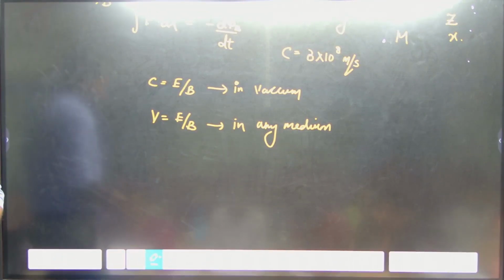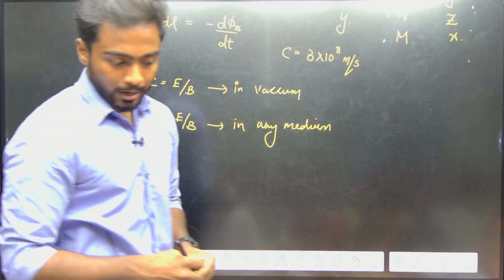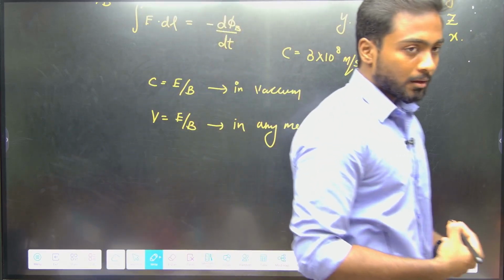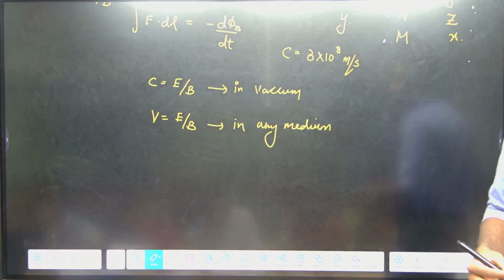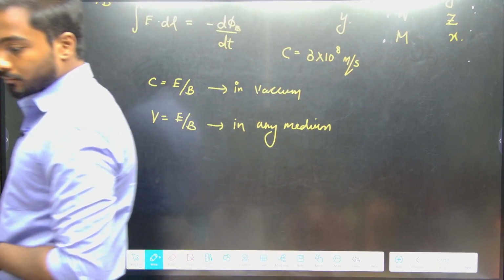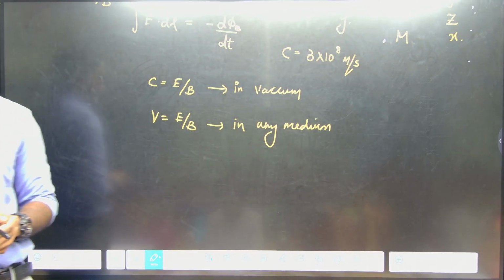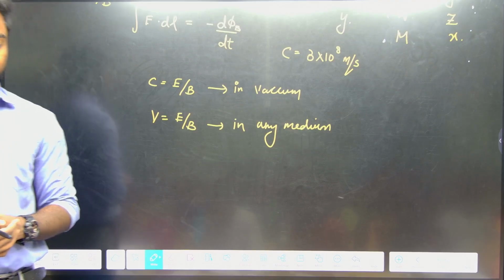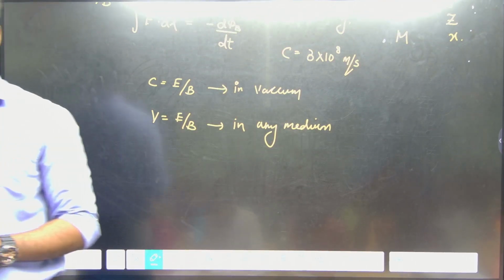Write down the next one. K equals 2 pi by lambda. And omega equals 2 pi f.